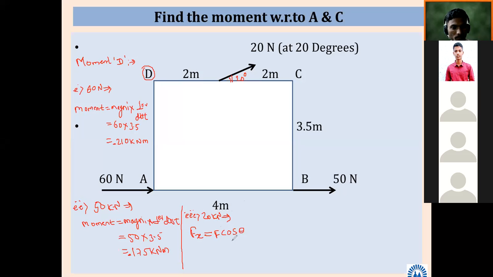Any problem here? Why have we taken cos? Because the angle is given with the x-axis. So calculate now. 20 into cos, how much? 18.79. I don't have a calculator, so 18.79 is the force.